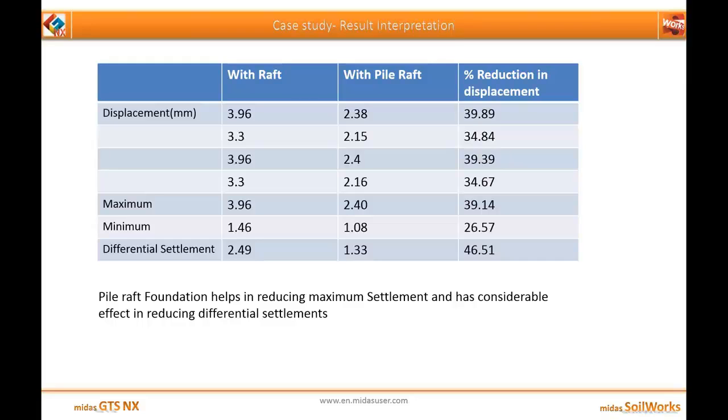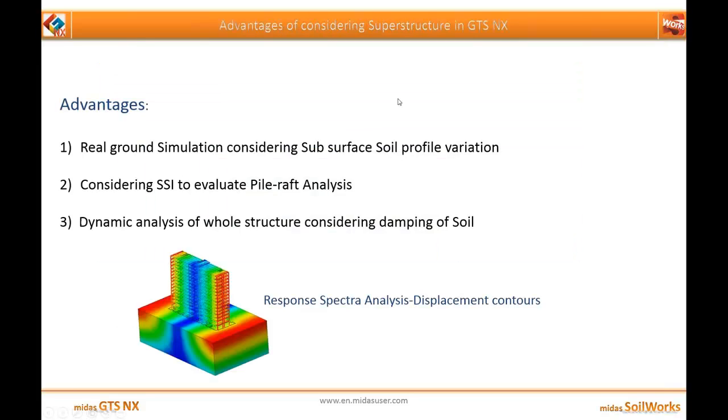Now differential settlement is basically the maximum and the minimum settlement consideration. So you can see that it was something around 2.49 with raft, and it got reduced to 1.33 with pile raft. So it is almost like 46% reduction in the displacement. So we conclude that the pile raft foundation helps in reducing the maximum settlement and has considerable effect in reducing the differential settlement. So moving on.